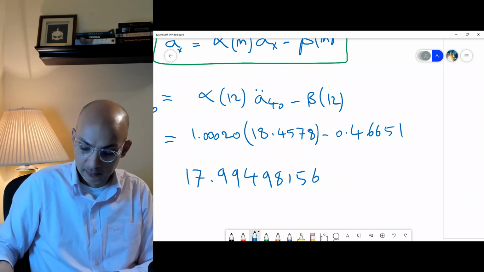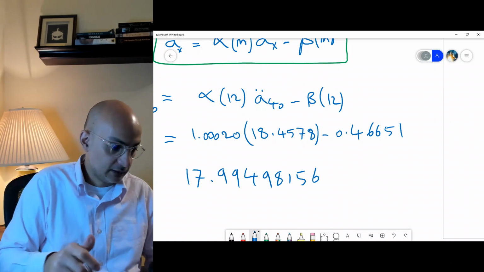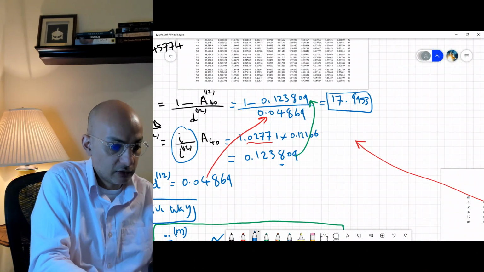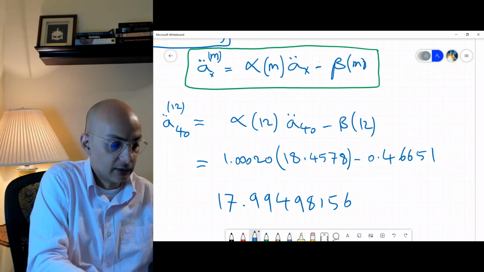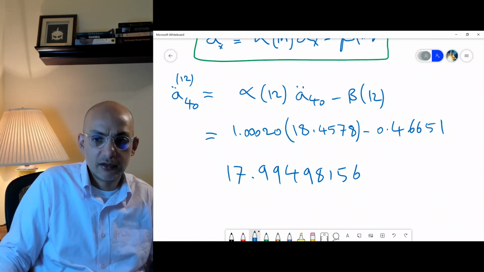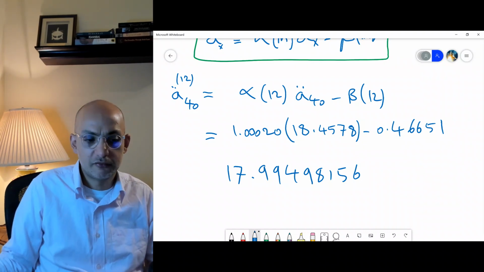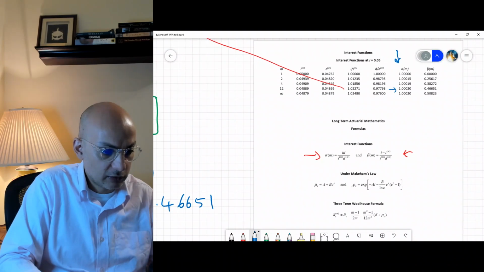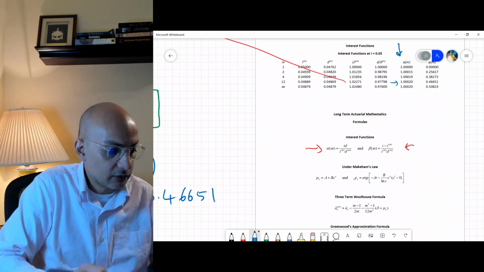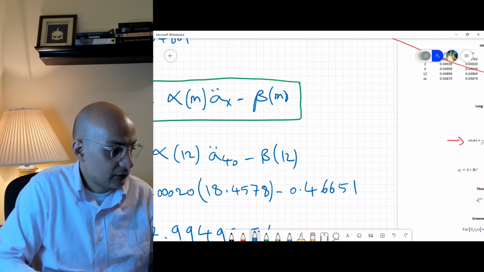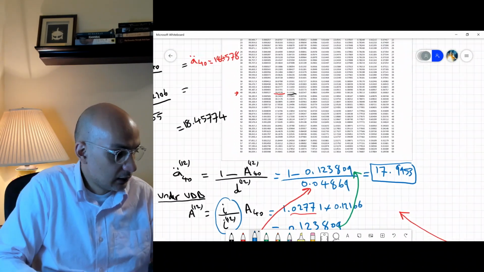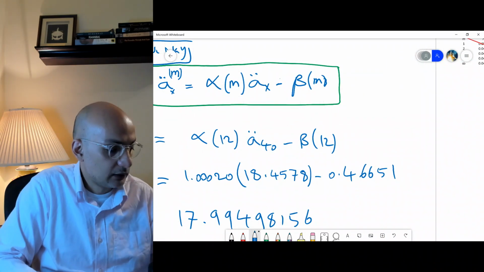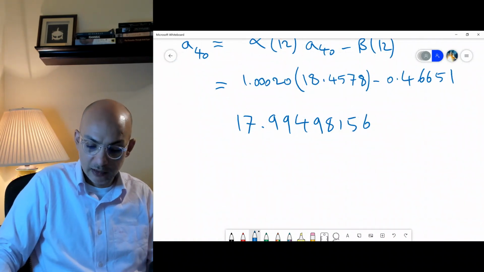More or less it's the same, right? If you round it to 3 digits, it will be okay. The little discrepancies are simply because of rounding, right? But it's always worth it to double check, make sure that you got 0.46651. Yeah, that's very good. And this one, 18.45774, I used the same. Very good, right? So this is very good.